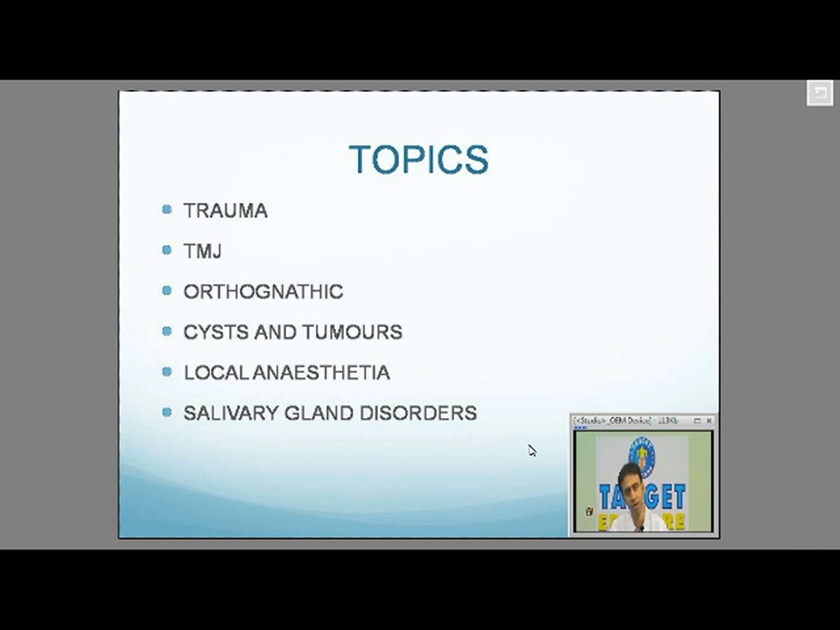Trauma, from the AIIMS point of view, all India point of view, which is going to be held on 25th of January, you need to be well versed with the entire trauma as far as maxillofacial is concerned. Mostly the theory I will be discussing is going to be repeated in all India. That's the main aim of this lecture. So just focus on the topics I have mentioned, mainly trauma and TMJ, out of which most questions are based.